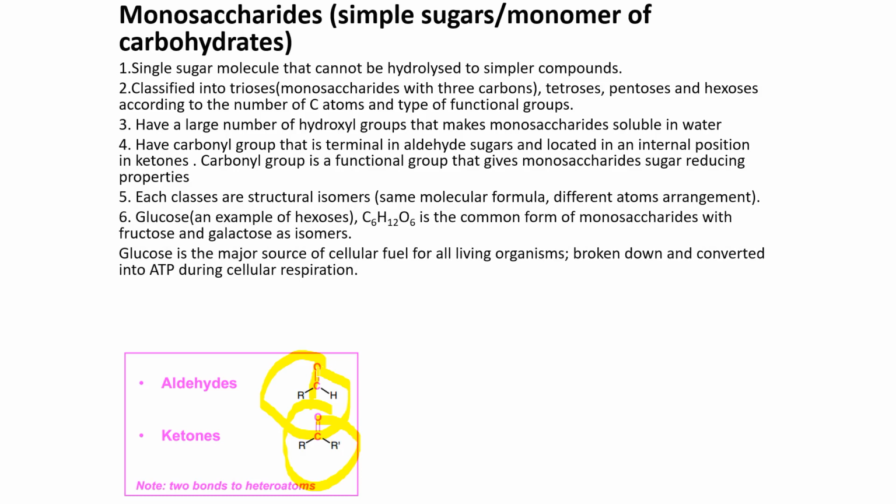Now an example is glucose, a hexose sugar with the molecular formula C6H12O6, and this glucose is the common form of monosaccharides, and it has fructose and galactose as isomers. So whenever you see glucose, fructose and galactose, these three monosaccharides have the same molecular formula but different atom arrangement. Now glucose is the major source of cellular fuel for all living organisms, readily broken down and converted into ATP during cellular respiration, right?